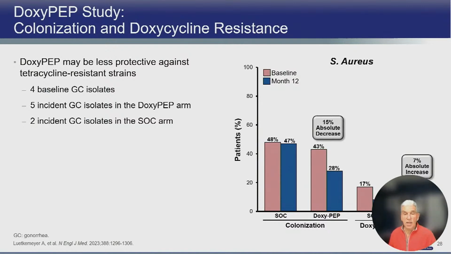However, there is also colonization that can occur. There's a concern about risk of resistance for this. And you can see here that DoxyPEP may be less protective against doxycycline-resistant strains. And so only time will tell if we're going to see a greater incidence of resistance in these settings.